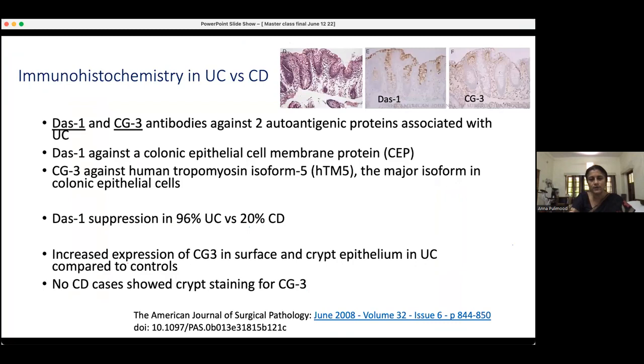Immunohistochemistry has been used in recent times, but I won't go into the details. They've used autoantibodies to UC antigens and try to distinguish between UC and Crohn's disease by the differential expression of these particular antigens.